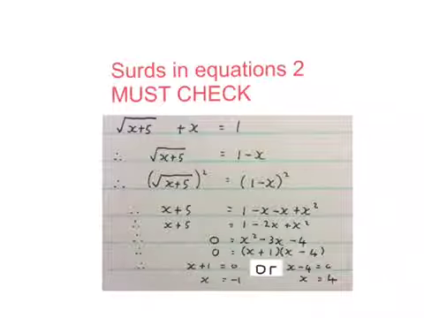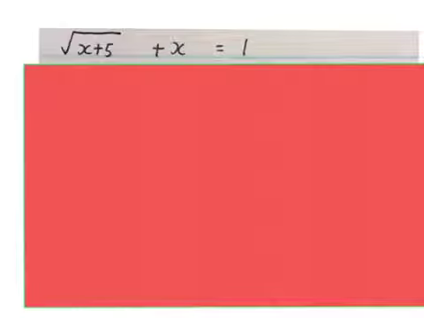Good day. This is our second video on surds in equations, and in these ones you have to check whether your answers are acceptable or not. The question would read, solve for x in this equation. So the first thing we do is we isolate the square root. We want to get the square root alone.